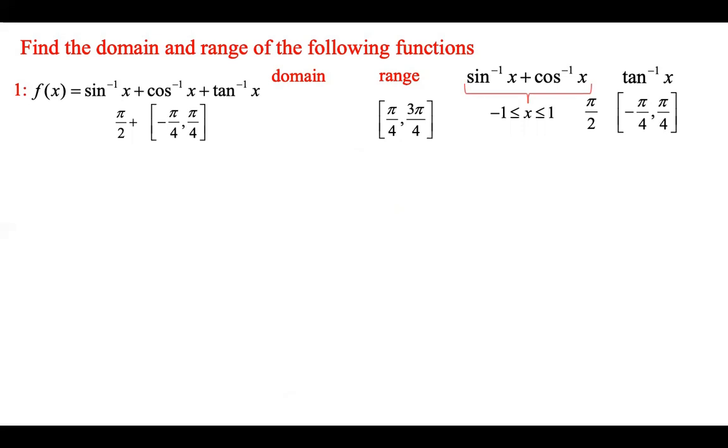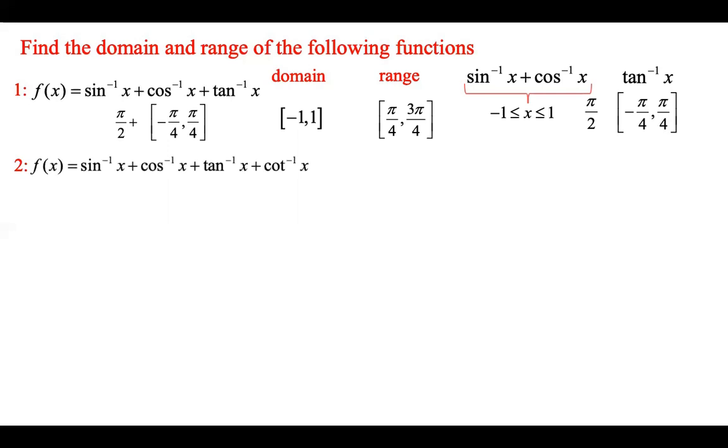And its domain: the first part's domain is -1 to +1. The second part, tan inverse x, has domain the open interval -pi by 2 to +pi by 2. Because both must be defined, the domain must be the intersection of both of them. So that will be -1 to +1. That is exactly the answer for this question.